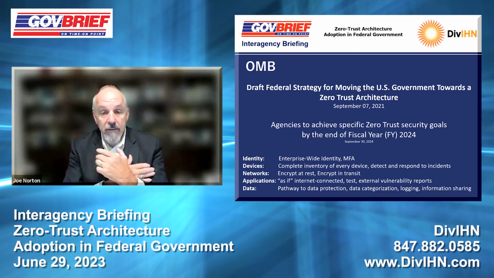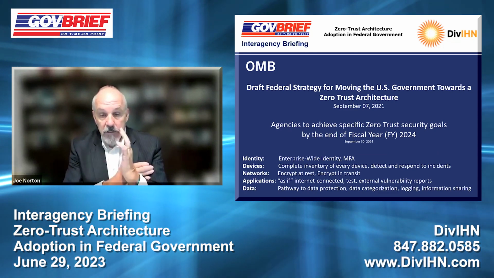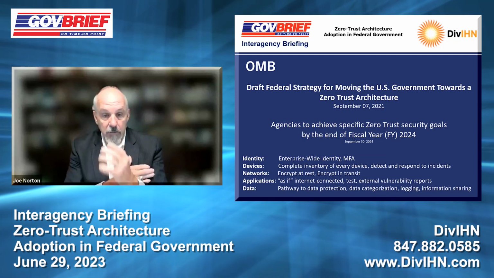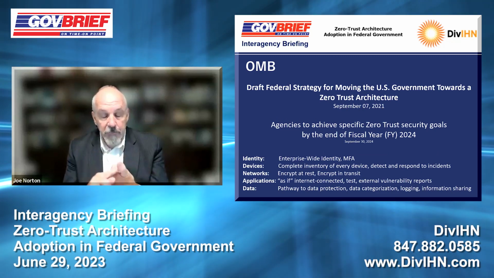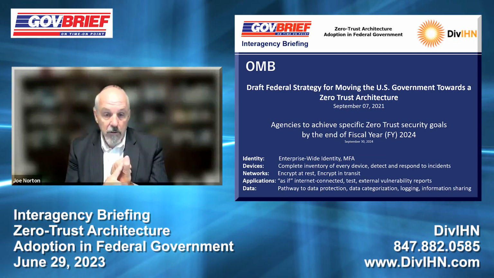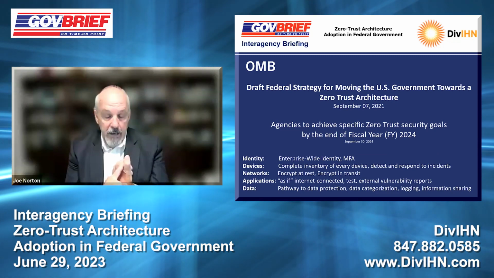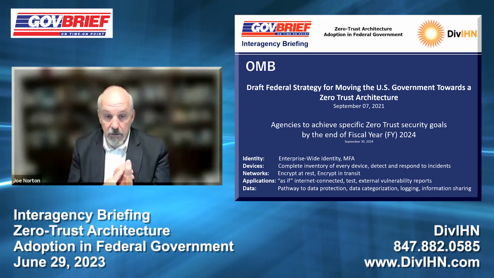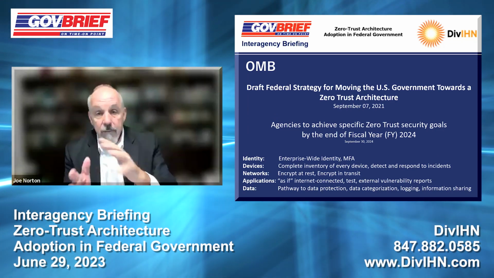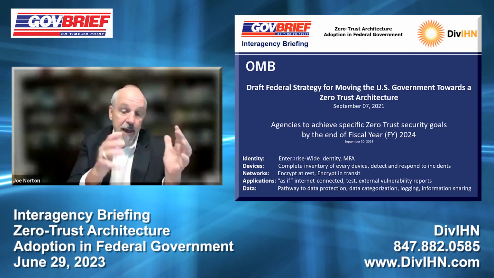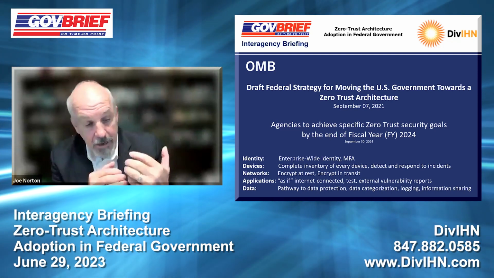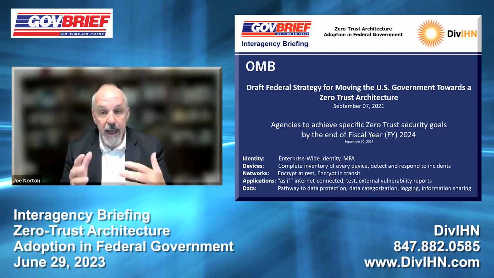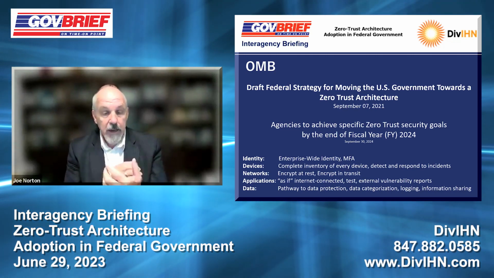So OMB's draft strategy for moving forward the agencies to achieve zero trust security goals by the end of 2024. The specific goals are specified as enterprise-wide identity and multi-factor authentication on the identity side. So I saw one of the notes that came in before the webinar is about, hey, if I have enterprise-wide IDs and I have multi-factor authentication, is this part of ZTA? Absolutely, it's part of the baseline, okay?